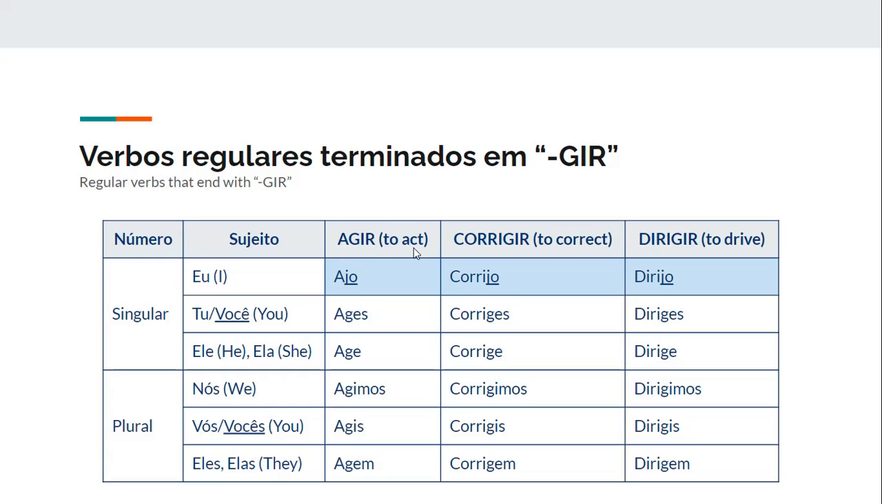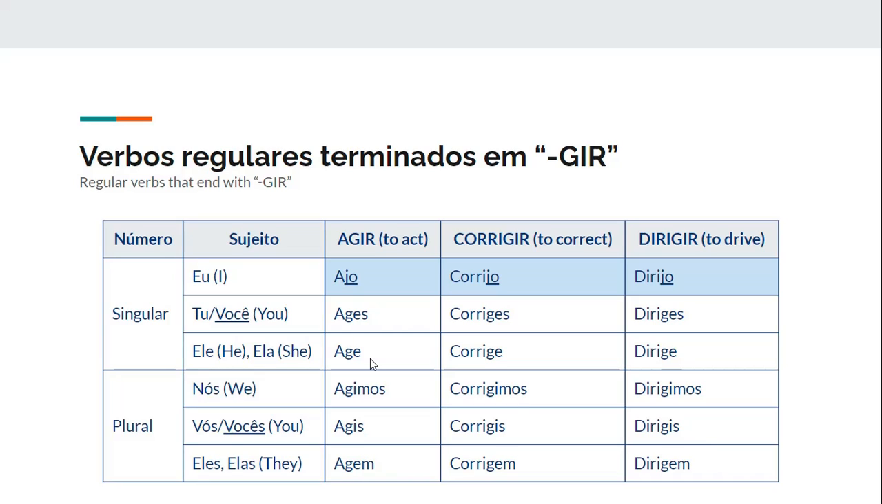So agir, to act, eu ajo, tu ages, ele, ela age, nós agimos, vós agis, eles, elas agem. Corrigir, eu corrijo, tu corriges, ele, ela corrige, nós corrigimos, vós corrigis, eles, elas corrigem. Dirigir, so to drive, eu dirijo, tu diriges, ele, ela dirige, nós dirigimos, vós dirigis, eles, elas dirigem.